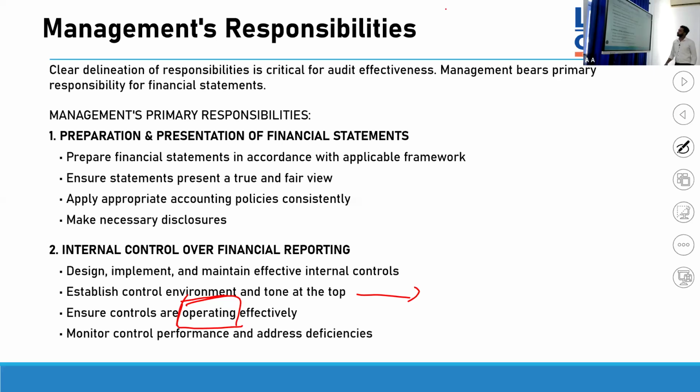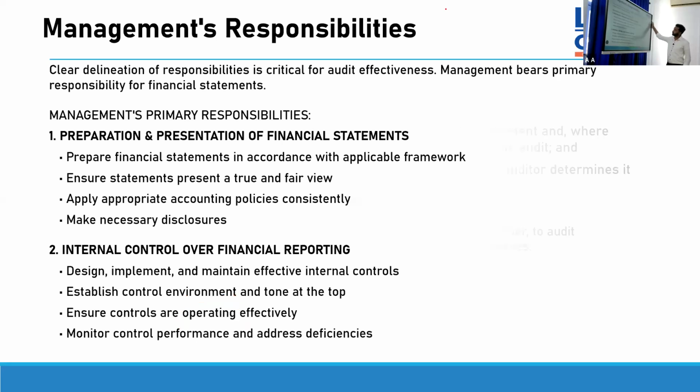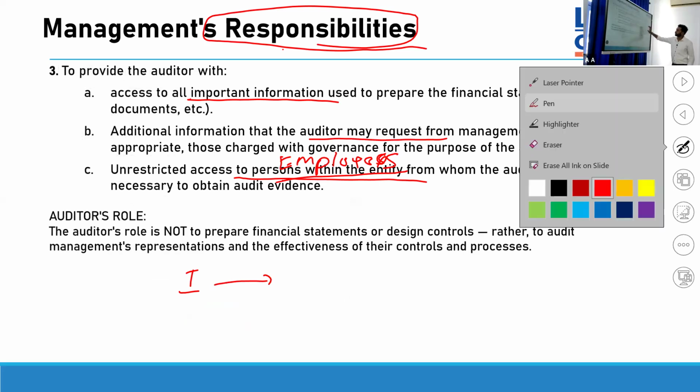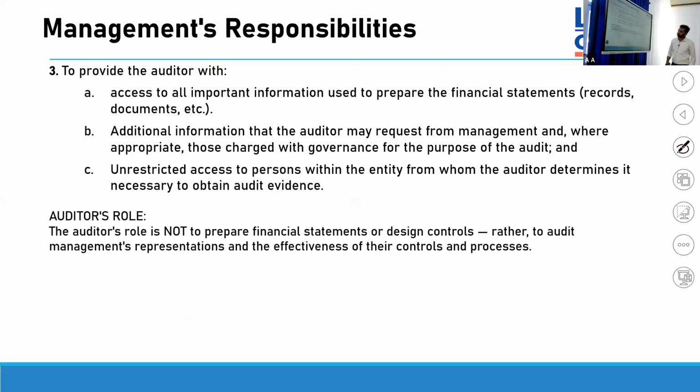One is preparation and presentation of financial statement. Second one is internal control. Third one is to provide information to the auditor, right? So the auditor's role is not to prepare the financial statement or implement control. Their role is to audit management's representation and the effectiveness of their controls and process. This is the auditor's role, right?